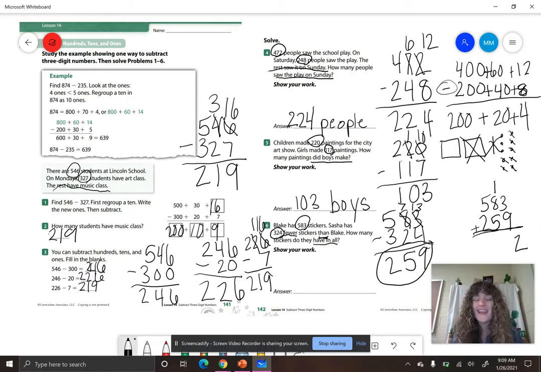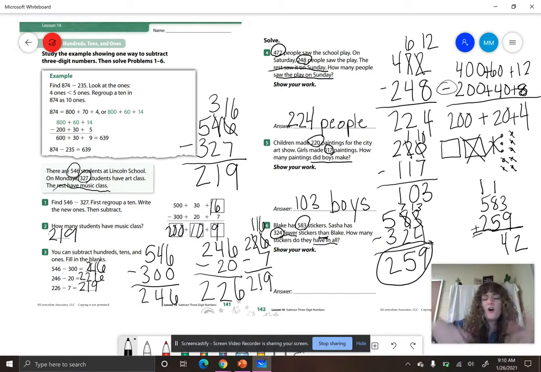Now I add my 3 parts in the tens place. So 1 plus 8 is 9. 9 plus 5, 9, 10, 11, 12, 13, 14. 14 tens. Ruh-roh. 14 tens. That is 104 tens. Can I have 100 in the tens place? Absolutely not. What's going to stay in the tens place? Those 4 tens. Where's that 100 going to go? To the hundreds place. So I'm going to move that 100 to the hundreds place.